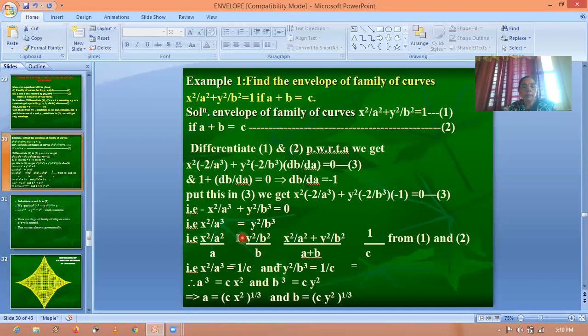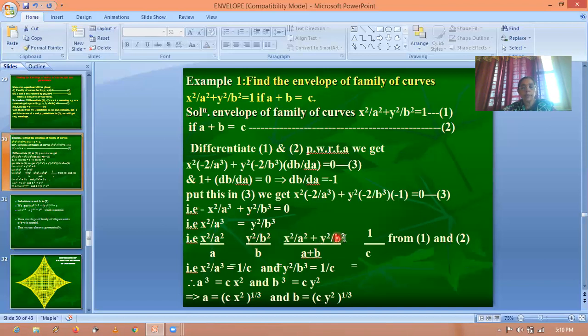That means if a by b is equal to c by d, then a plus c divided by b plus d is equal to the same. There is a componendo dividendo. These ratios are always equal to the sum of the numerators divided by the sum of the denominators. So it is x square upon a square plus y square upon b square divided by a plus b here. So this is equal to this, and these two are equal to this.